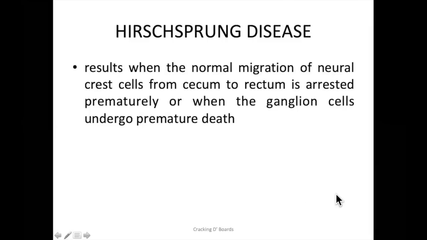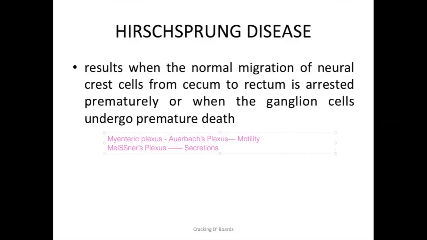Now, basic recap in anatomy. You have the myenteric plexus, which is also known as your Auerbach's plexus. This is responsible for motility. Then there's the Meissner's plexus. Let's make letter S capital. So the Meissner's plexus is responsible for secretions. Okay, so M, myenteric is motility. Meissner's is secretions.